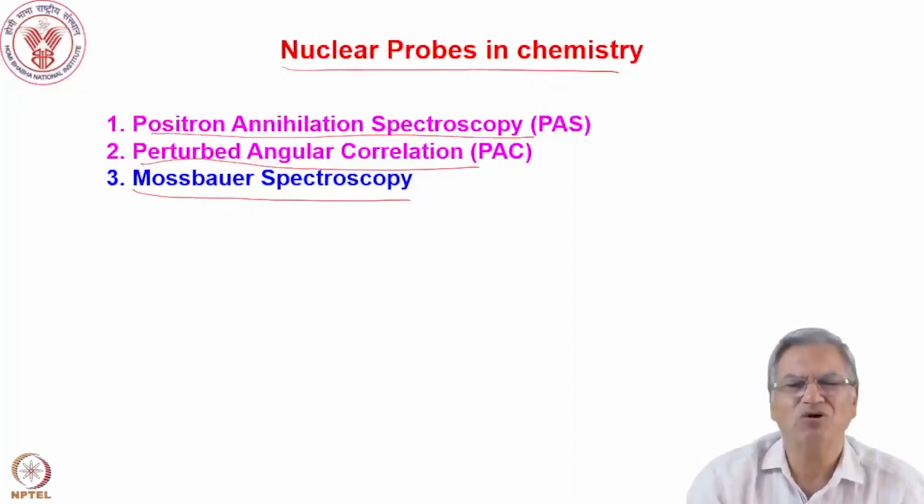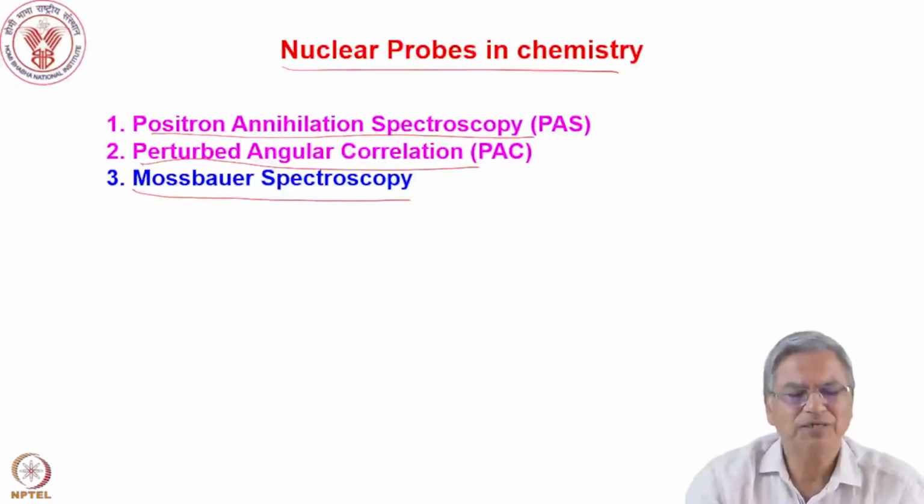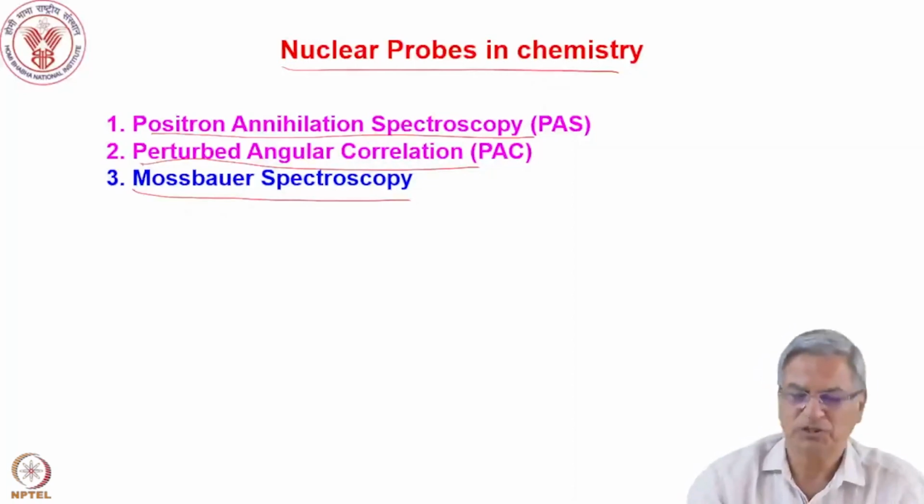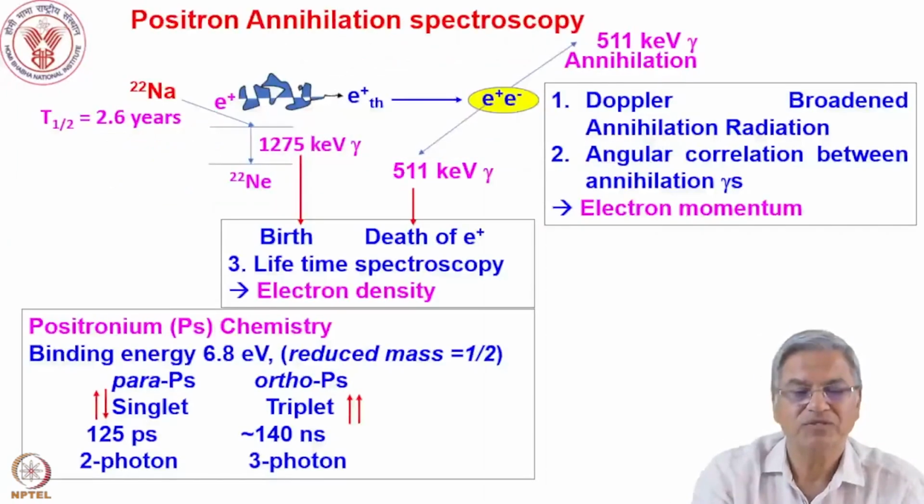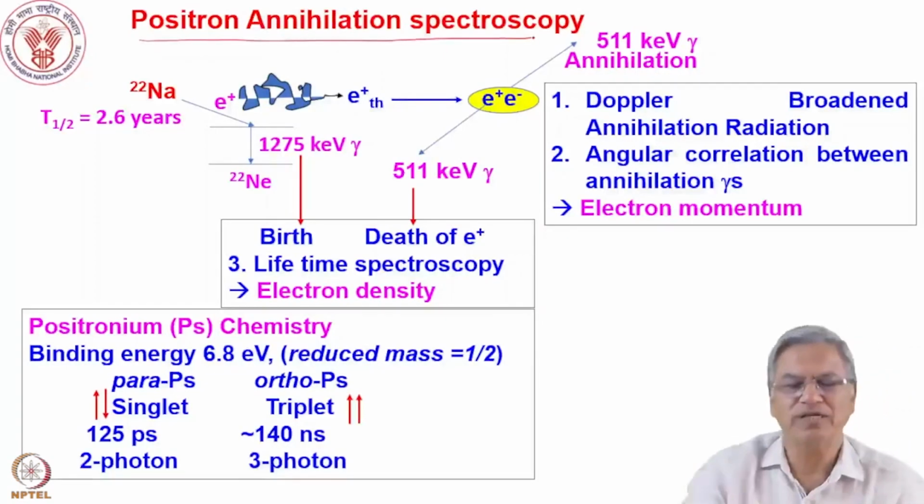All these things come in the category of Mössbauer spectroscopy, which is quite popular, but it has a limitation on the number of nuclei that you can use. For example, with iron-57, you can study iron chemistry, or tin chemistry, hafnium chemistry. Certain nuclei are amenable to Mössbauer spectroscopy. So I will not discuss this particular topic. I will discuss positron annihilation spectroscopy and perturbed angular correlation spectroscopy. Okay, so first, let me discuss what this positron annihilation spectroscopy is.